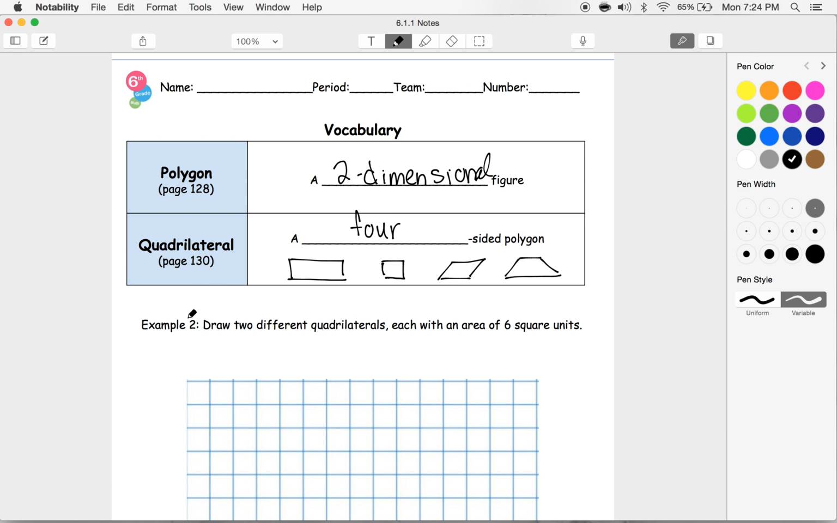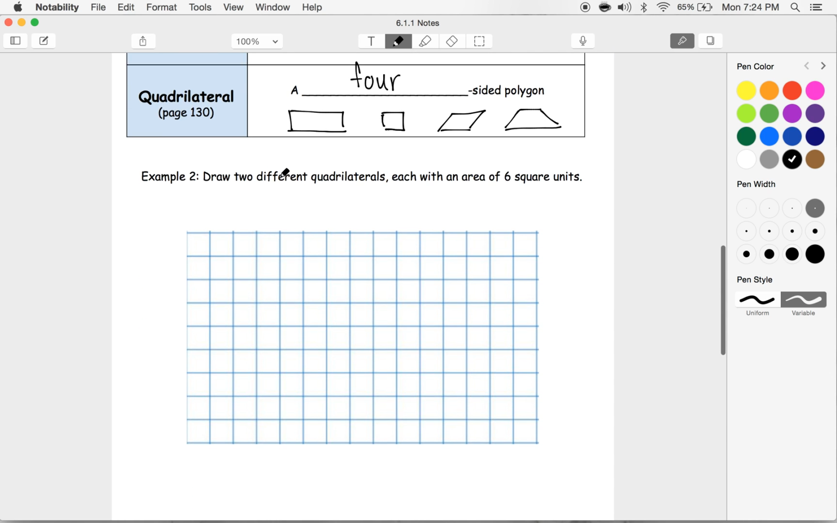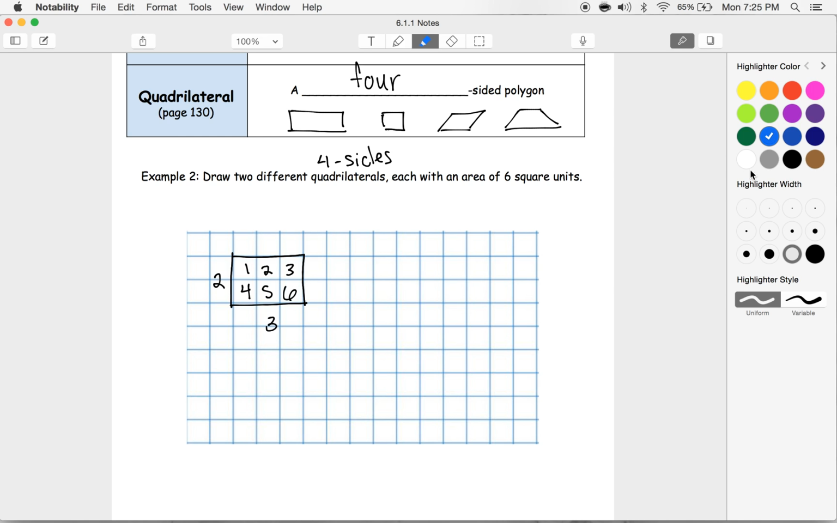Now, example 2 is going to ask us to draw 2 different quadrilaterals. So it has to have 4 sides, each with an area of 6 units, or 6 square units. I apologize about that. So this time it's a little different than example 1 because we want them to be the same. So I'm going to start by just drawing a nice rectangle, and I'm going to make it 2 by 3 because I know if I count that out, I'm going to get my 6. So here's my first one.